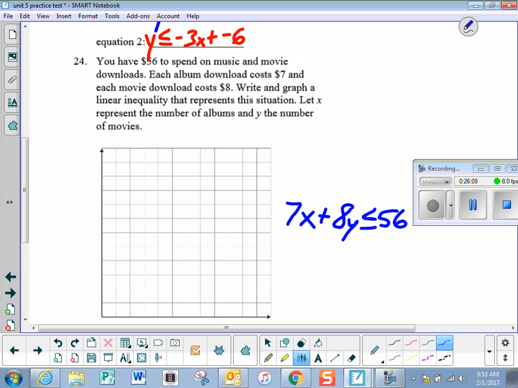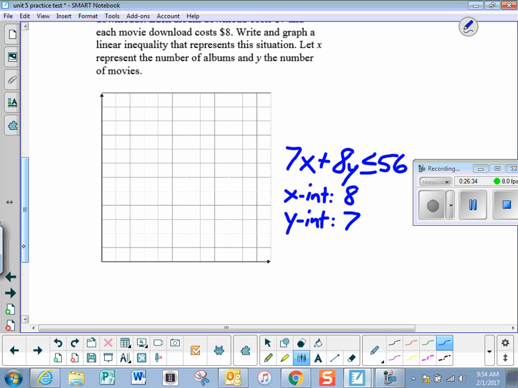What would be the easiest way to graph that? X and Y intercepts, right? My x-intercept when y is 0 would be 8. My y-intercept, I'm thinking of Parker because he made this one harder. My y-intercept, I make x equals 0 and I get 7. The reason that makes it so easy is I know what values are going to be on my x and y axis, so I can just go 2, 4, 6, 8, 10, 2, 4, 6, 8, 10.